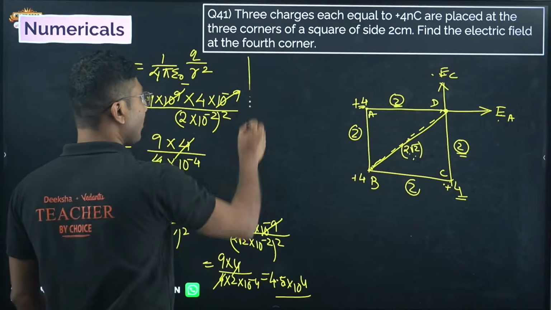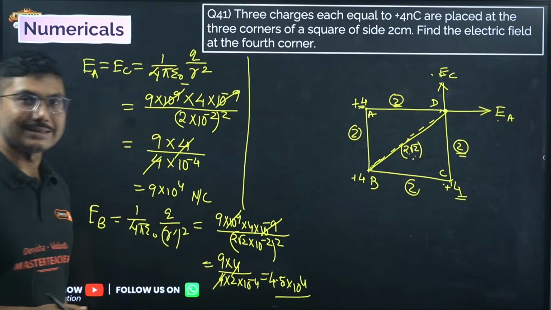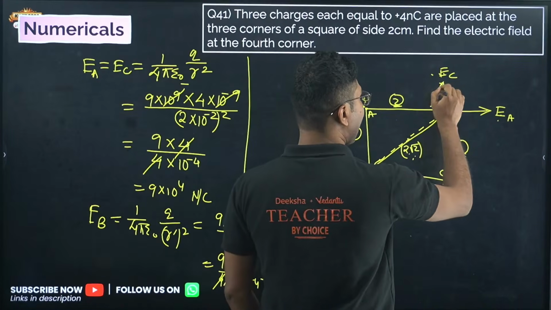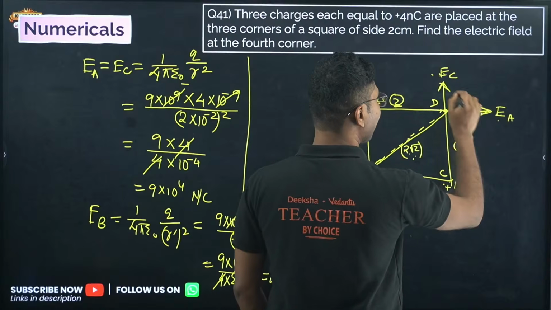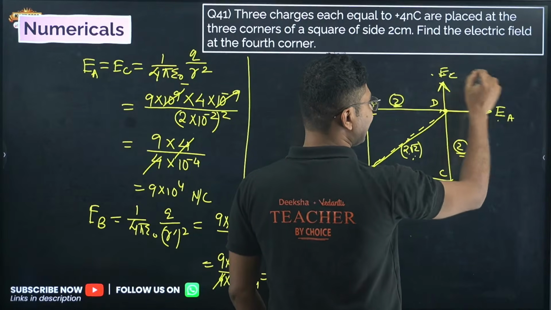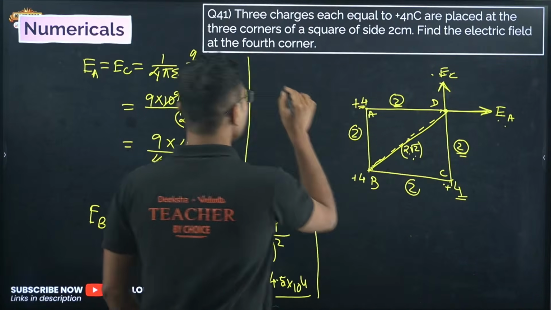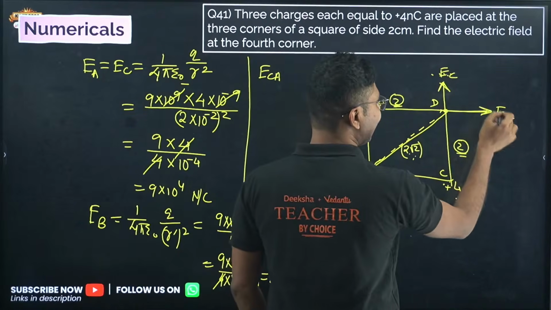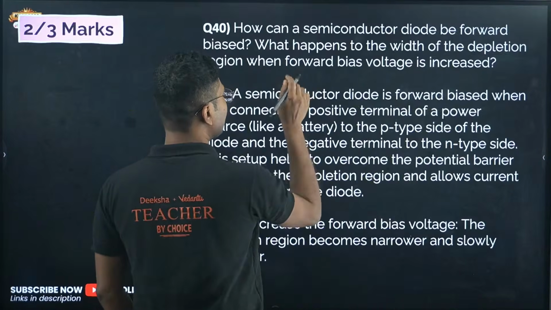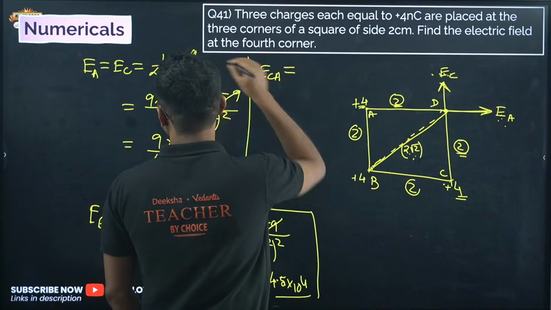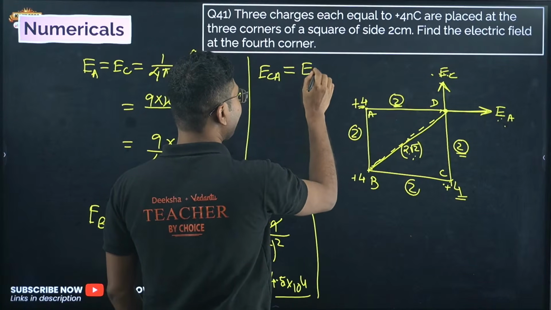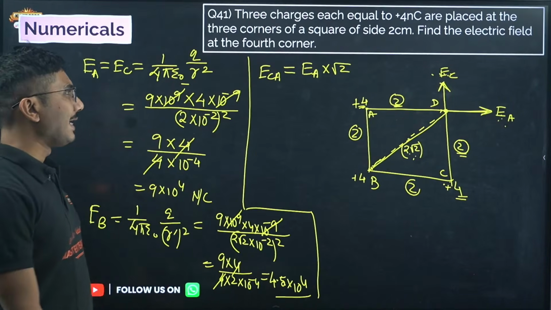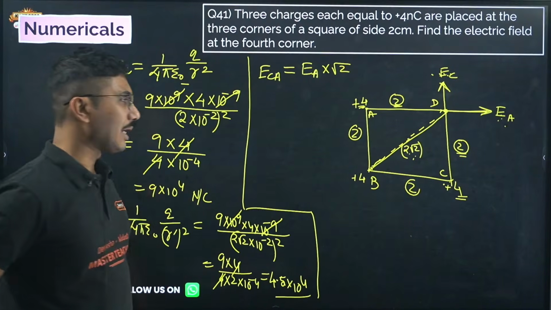Now this is not over. You cannot add electric fields like scalars. They are vector quantities. So what you have to do, you have to first add these two vectors. It is easy because they are perpendicular. So EC and EA are perpendicular vectors. So their resultant electric field ECA combined will be equal to, you take any one of the electric fields and multiply it with root 2.